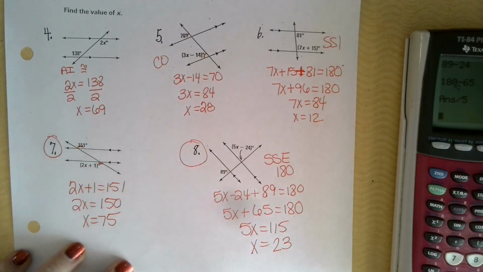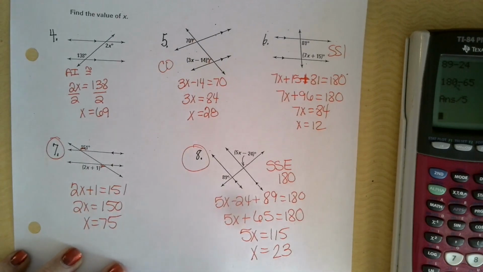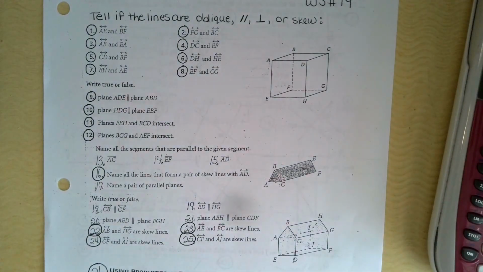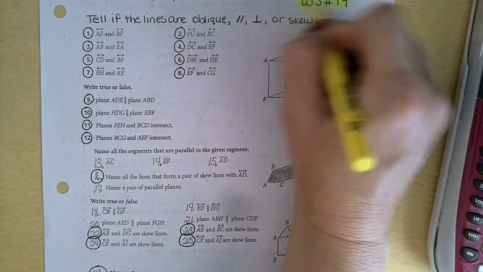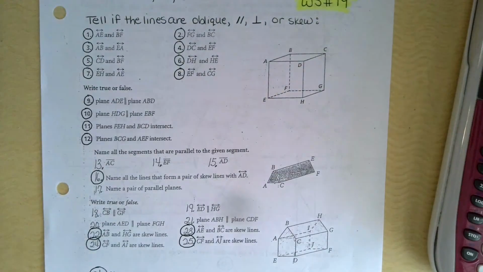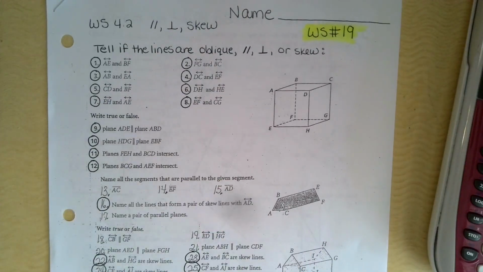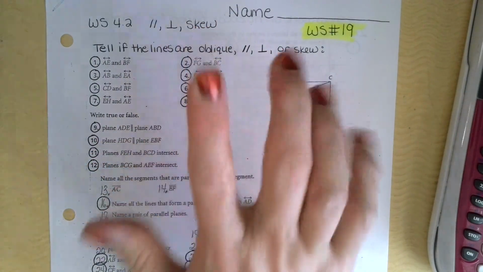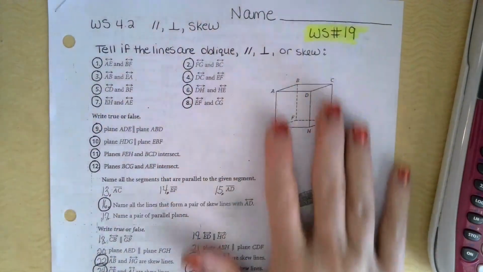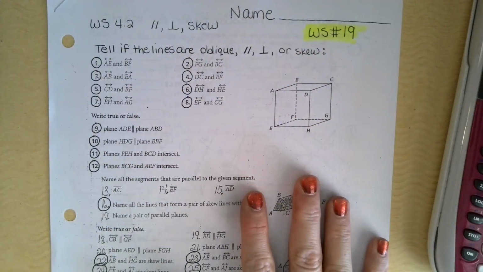All right, so you have the main concept with the algebra. So now you will be applying it when we're in class to your worksheet. So I'm going to go ahead and talk about your worksheet. Your worksheet is worksheet number 19. Okay. We need to go over parallel, perpendicular, skew, and oblique one more time real quick because it shows up as a review on your first worksheet.